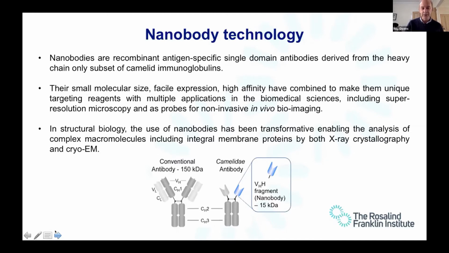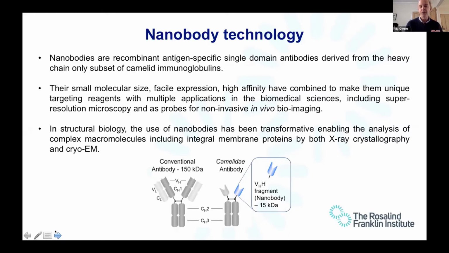And the nanobody bit is derived from the variable domain of that heavy chain only antibody as shown in the cartoon at the bottom. The big advantage, and this all goes back to pioneering work on discovery of this somewhat serendipitously in the group in Brussels, and has been taken forward hugely in the structural biology space by Jan Steyaert and his group at VUB.